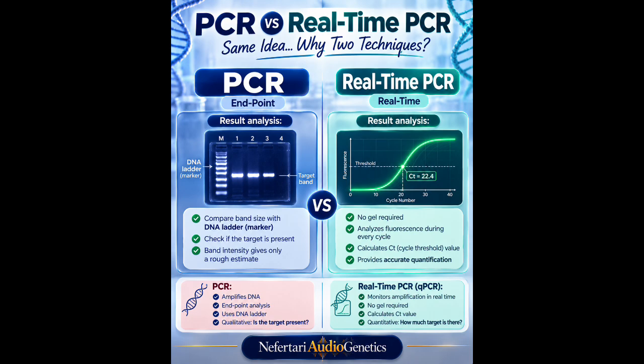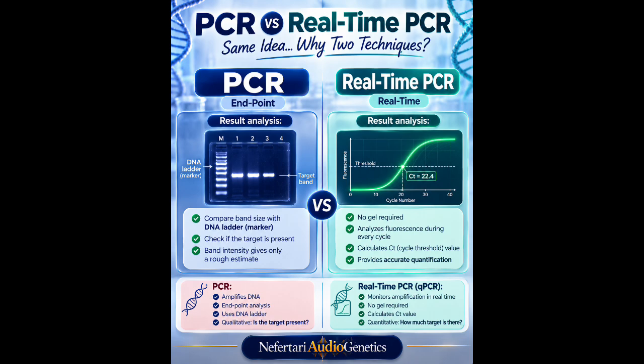The fluorescence signal can come from different sources. For example, a DNA-binding dye such as SYBR Green, or a sequence-specific probe such as a TaqMan probe. As the fluorescence increases after each cycle, the instrument generates an amplification curve instead of a simple DNA band.